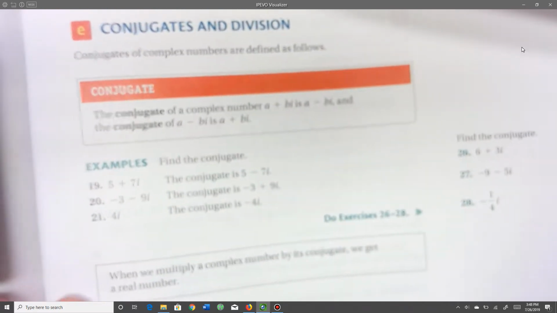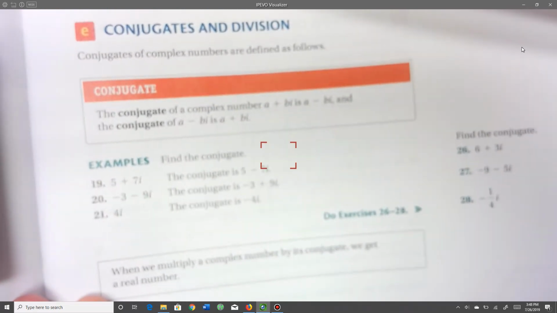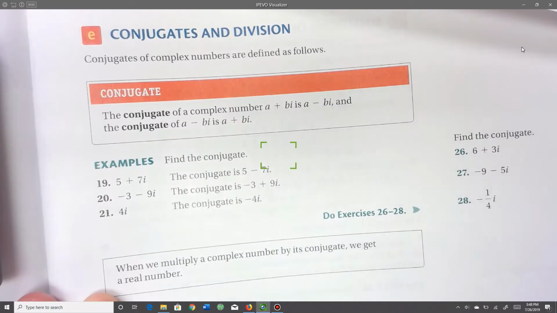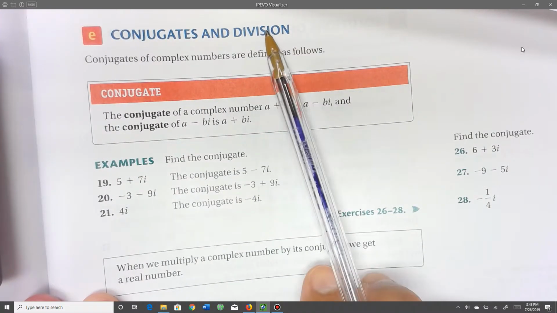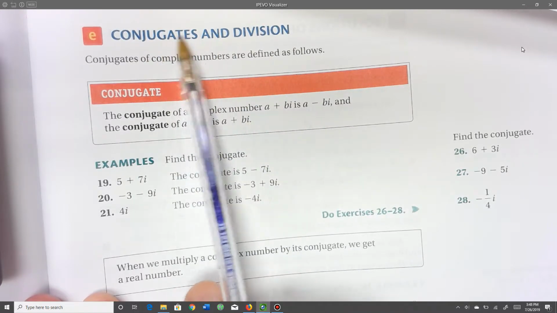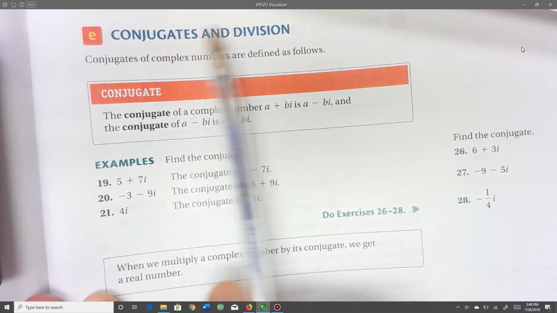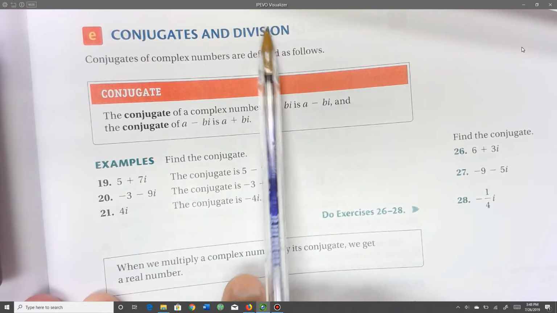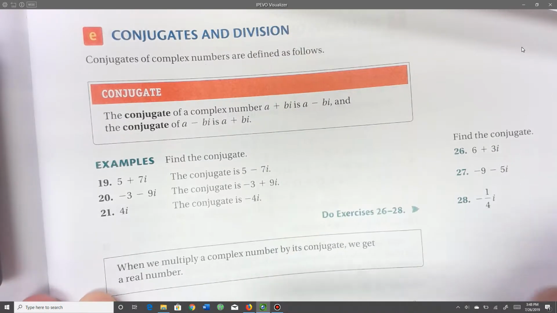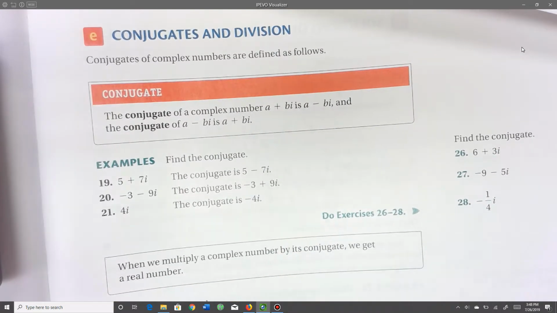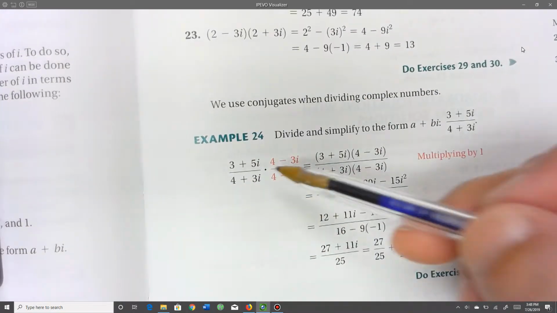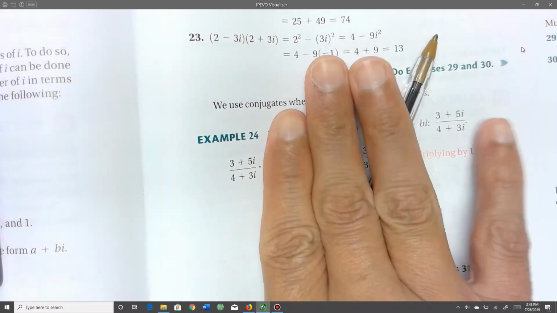Okay, so we move on to objective E. Objective E talks about conjugates and division. Why are these together? Well, because we're going to be working with rational expressions. That means expressions like this. So that right there.